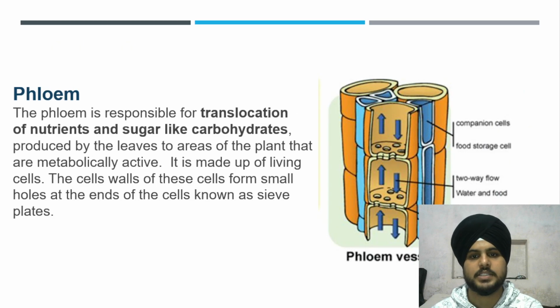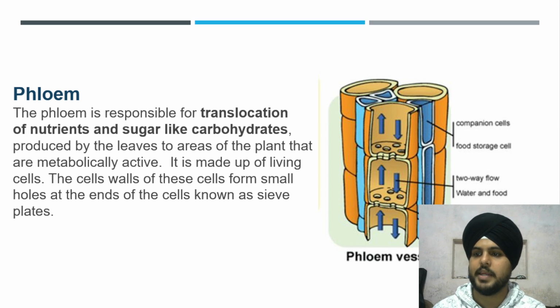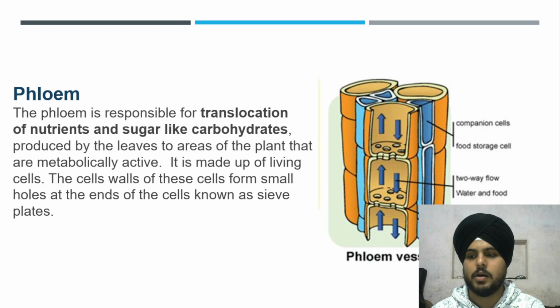Okay, let's learn about phloem. Phloem vessels. See, here's the diagram. Companion cells, food storage. Okay, the companion cells are mainly food storage, which helps these cells to run accordingly. Two-way flow, water and food. Okay, see, xylem has only one-way flow, but phloem has two-way flow. The flow is downwards also and upward also, in two directions. Cells have end walls with perforations.